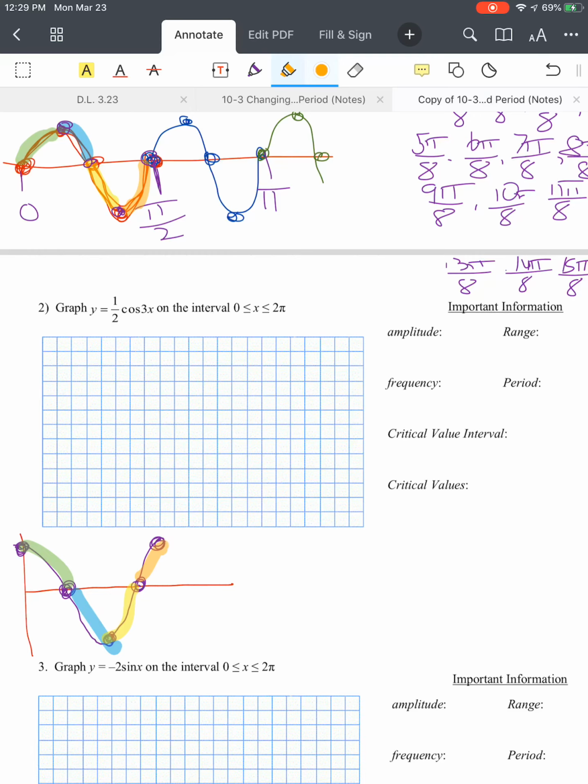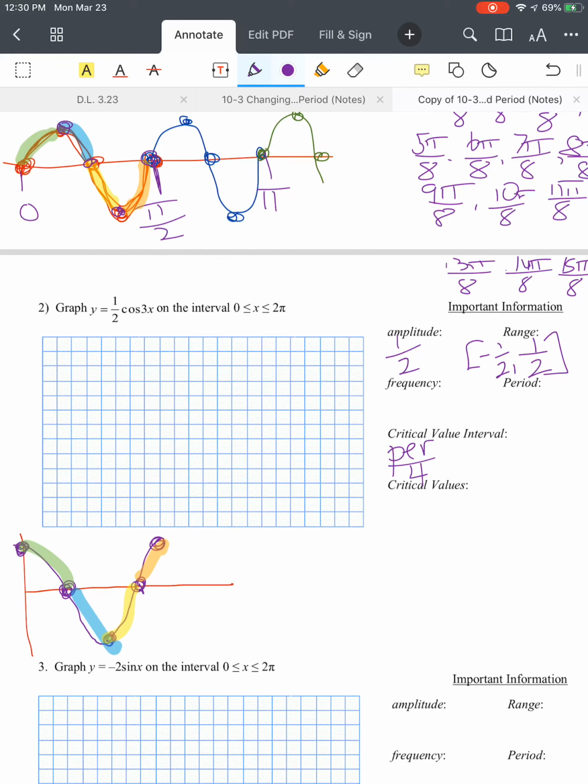Okay. So when we find those critical intervals, it's still going to be that same formula, period over 4. Okay, we graph a little different. Instead of starting at 0, we start at the highest. So we go highest, then middle, then lowest, then middle, then highest. Okay, so let's do this one together. Do a cosine together. So the amplitude, 1/2. So it's only going to go up to 1/2. The range is going to be -1/2 to 1/2.